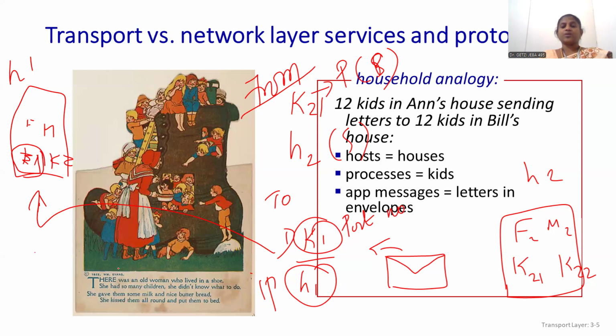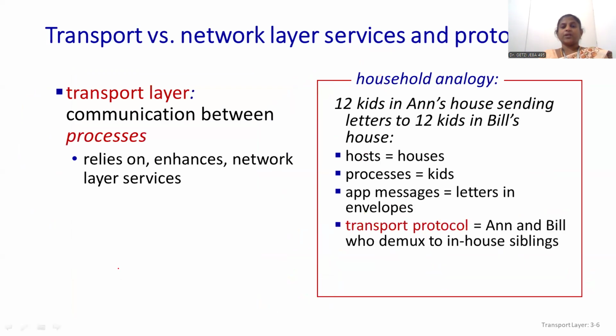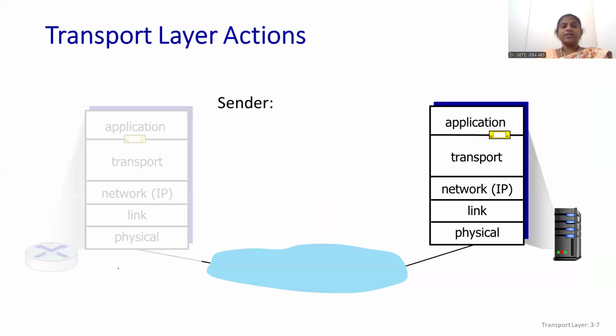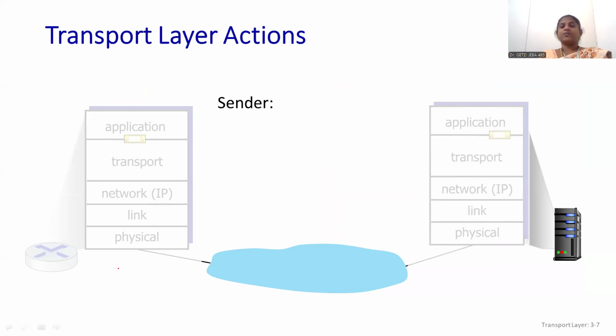So this is how the transport layer protocol and the network layer protocol help each other. The transport layer is a communication between processes. It relies on the network layer services, and the network layer is a communication between hosts, two entities, maybe a client and a server. And the transport layer connects the application that is running in the client and the application that is running in the server.